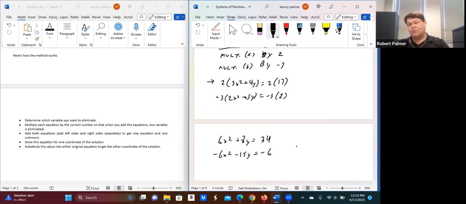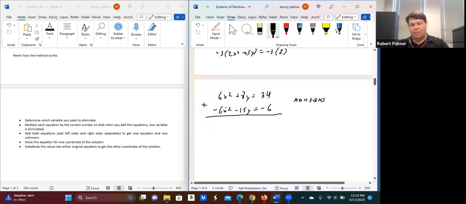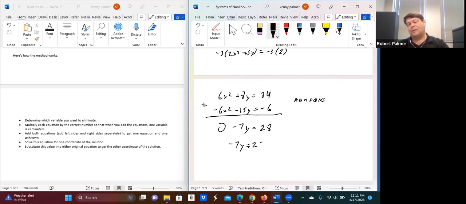Now we add the equations. That's our next step. By adding them, it should eliminate one of our variables. We combine our x's: 6x squared and negative 6x squared is 0x squared. Then combine our y's: 8 and negative 15 is negative 7y. And then 34 minus 6 is 28. So now we have one equation with one variable, which is easy to solve. Negative 7y is equal to 28. In this case, it's easier to solve than it would have been if we'd eliminated the y. Divide both sides by negative 7, and y is negative 4.